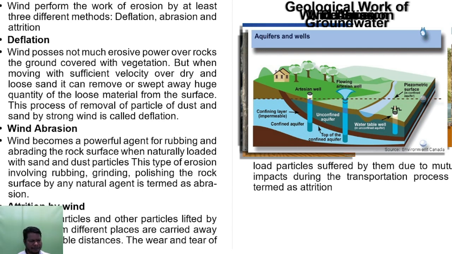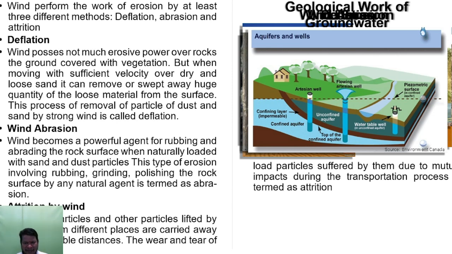Wind abrasion. Wind becomes a powerful agent for roughing and abrasion of rock surfaces when naturally loaded with sand and dust particles. This type of erosion, involving roughing, grinding and polishing of the rock surface by any natural agent, is termed abrasion. Attrition by wind. The sand particles lifted by the wind from different places are carried away to a considerable distance. The wear and tear suffered by the particles due to mutual impact during the transportation process is termed attrition.